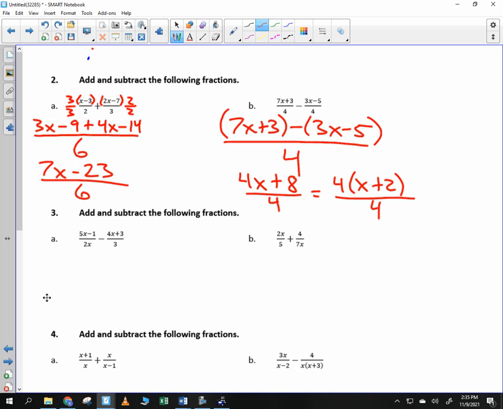Now can I cancel the 4's? And now you can see that the result is x plus 2. Factor the 4 out of this guy, you're left with x plus 2.